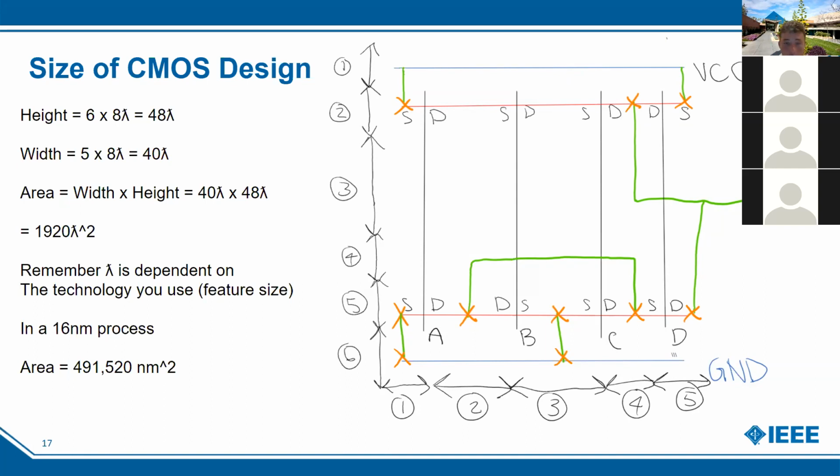So this is the technology that we end up using. I mentioned there was a reported technology of 7 nanometers. In this process, I just approximated a random technology that we're using at 16 nanometers. And so the area we end up getting is 491,520 nanometers squared. And that way we're able to approximate the area of the actual chip. 7 nanometers is obviously extremely small for a transistor, but it is just the feature size of a transistor.